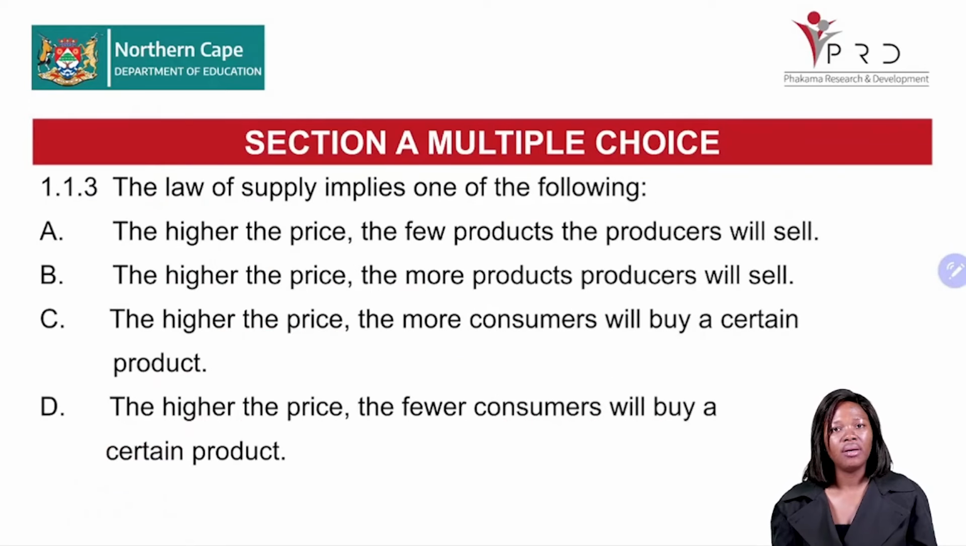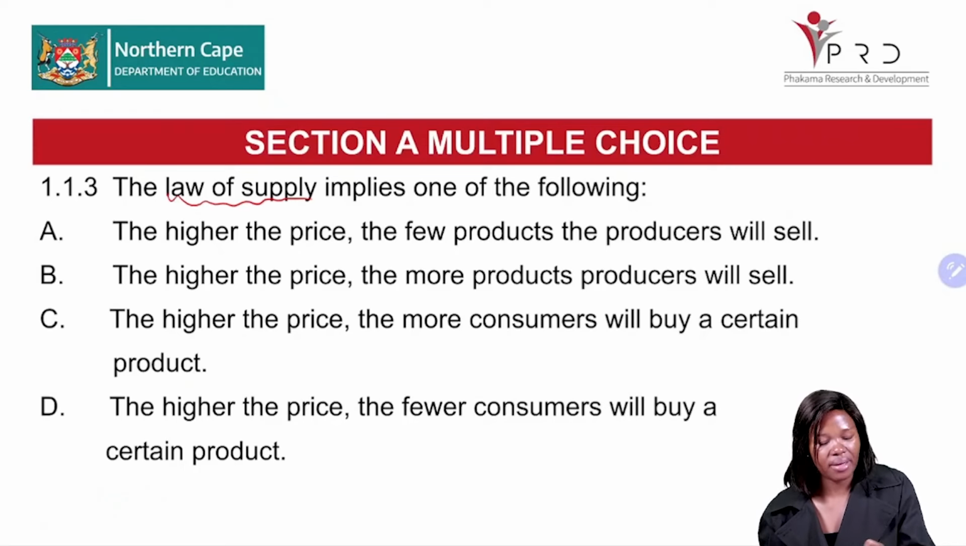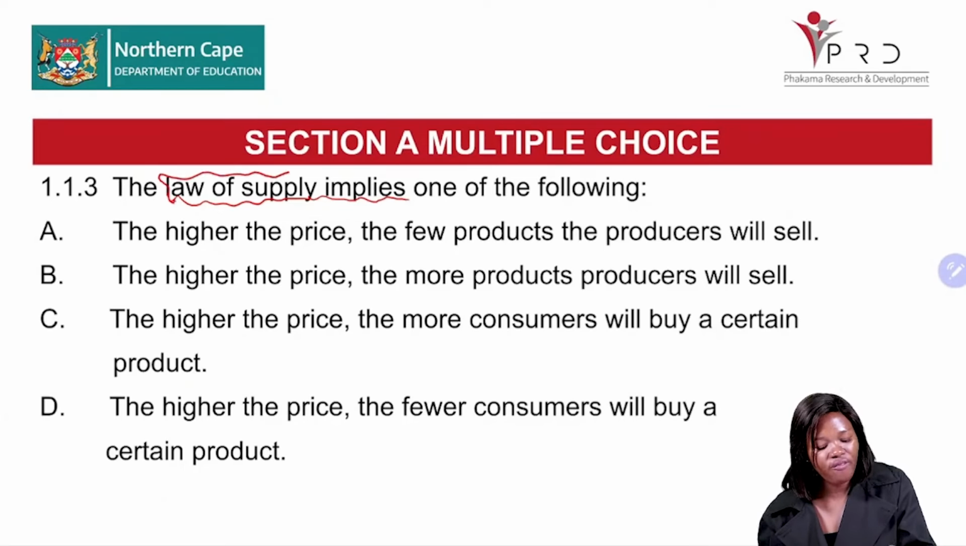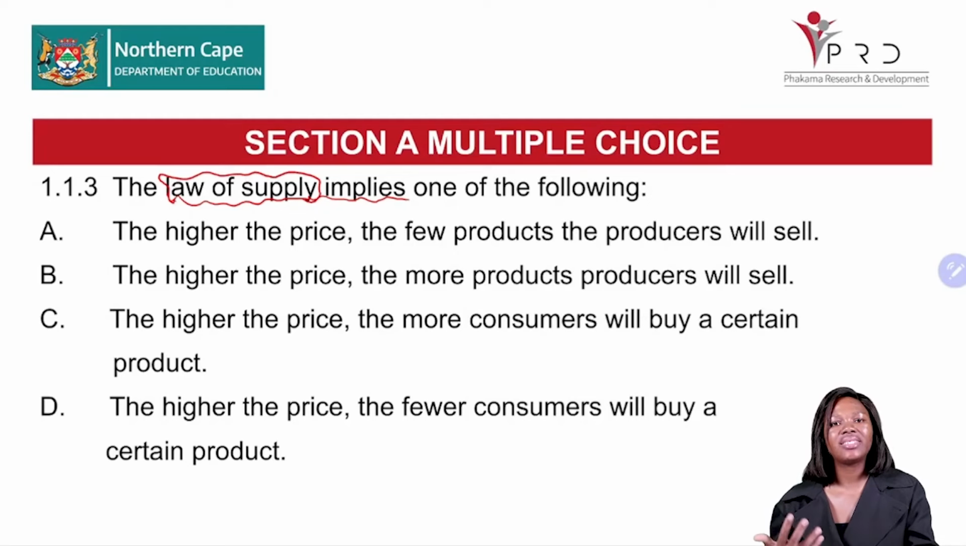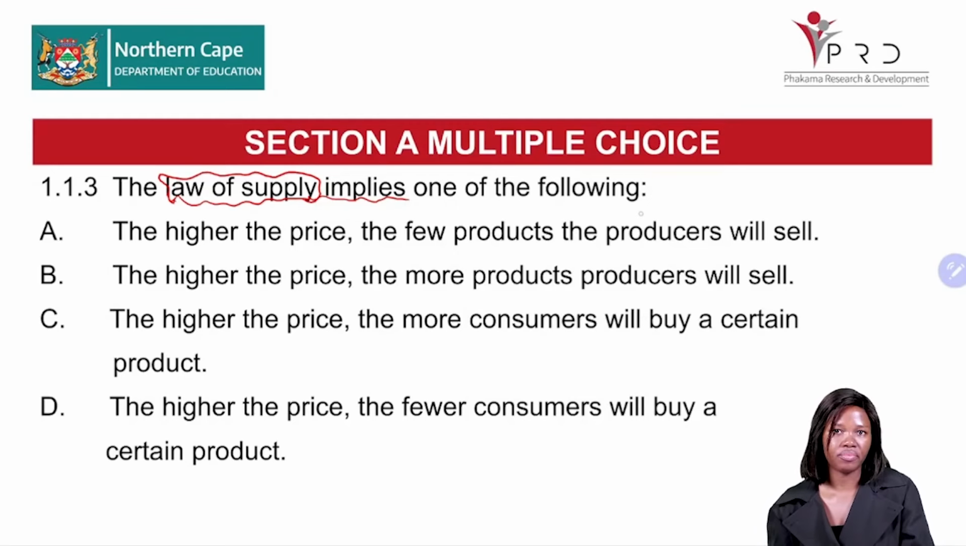Now, 1.1.3. We read the description and then we go through the options. Now, here we are looking at the law. Now, the question says, the law of supply implies the following. Now, what are our keywords? It is the law of supply. Now, understanding price determination, you will understand the law of supply or the implication of the law of supply. Now, the law of supply implies one of the following.